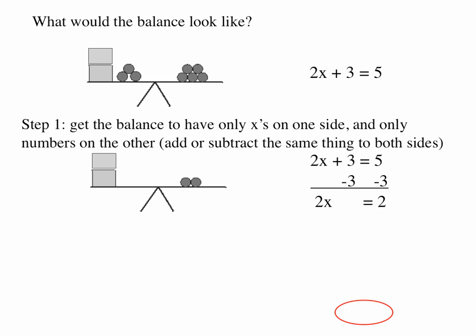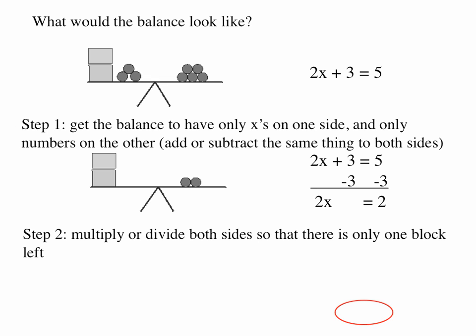The algebra for that looks like this. Subtract 3 from both sides and you get 2x equals 2. The second step is to multiply or divide both sides so that there's only one block left. Look at the left-hand side of your balance scale. There's 2 blocks there right now. So I need to cut that in half. That's dividing by 2. If I divide this in half, I end up with x equals 1.